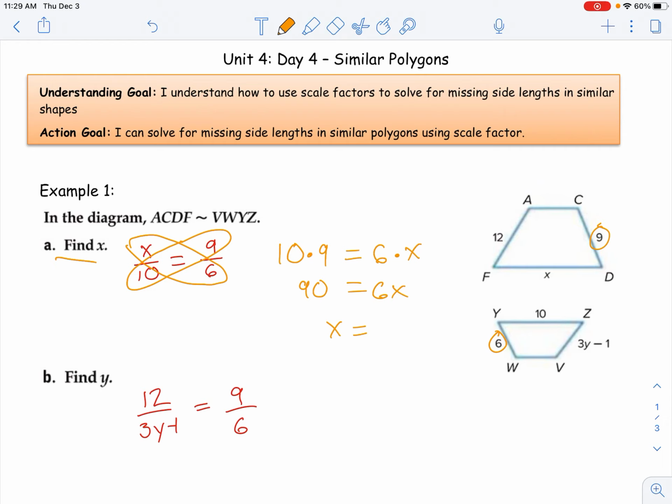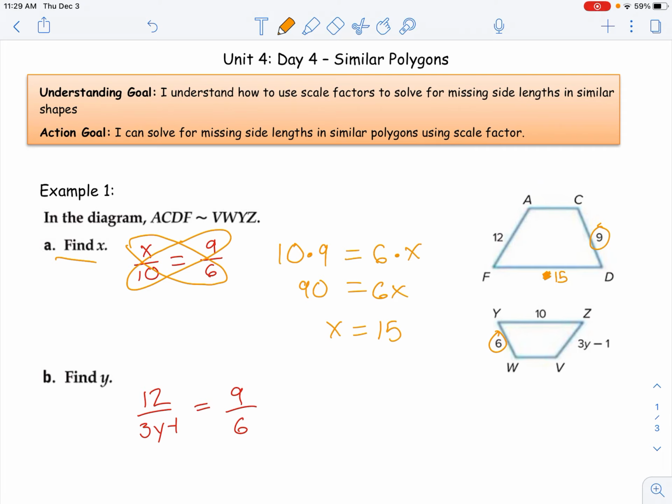This is a brain fart, sorry. I am going to do this on a calculator. It's good for you guys to have a calculator out for this as well. 15, yeah, that's what I was going to say. 15, yes, okay. All right, so x is 15, that means this length here is 15, and we're done with that.